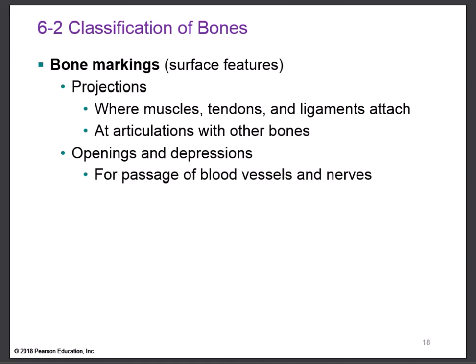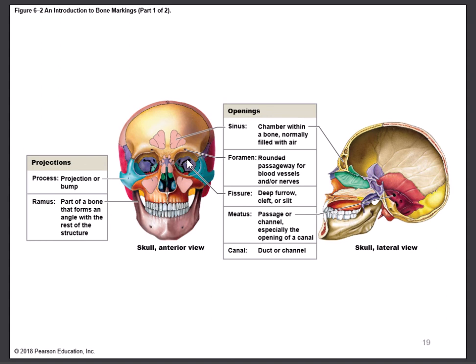Finally, the last method of classifying bones is we're going to take a look at some of the surface features, some of the bone markings. We're going to see that there are various types of projections, various types of openings and depressions. So we'll take a look at those. Let's take a look at projections first.